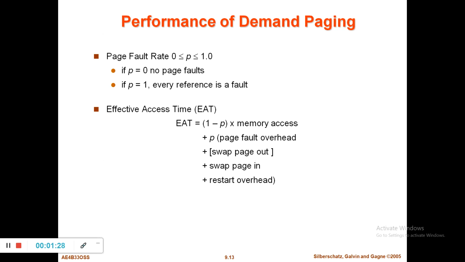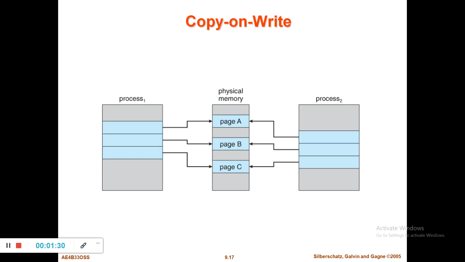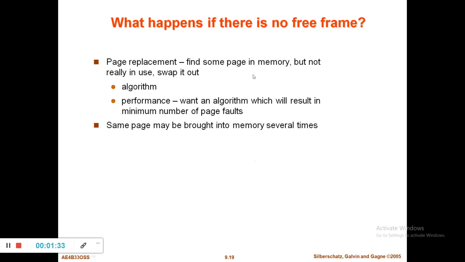Now the question is, if there is a free frame, we load that page into the memory. But what happens if there is no free frame? Then we apply the page replacement methods or algorithms. What are we doing in page replacement? Find some page in the memory that is not really in use and swap it out. Means if there are pages occupying space in the memory that are not really in use, we simply swap those pages out. That also we have covered in the previous topics, how we swap out and swap in.